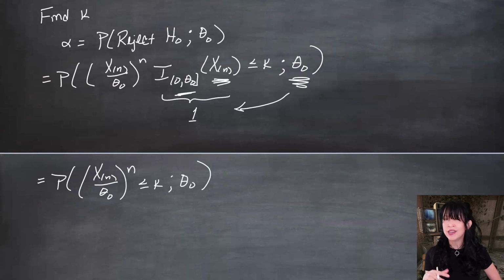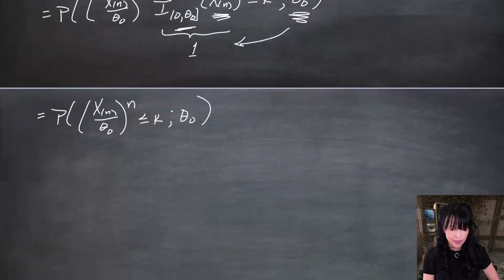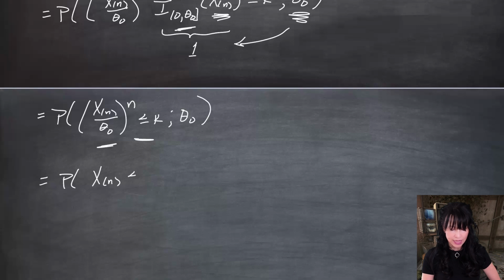Okay, so now I have just a single statistic, the maximum on the left-hand side. I am going to take the nth root on both sides, and I am going to multiply across by theta naught. So I'm going to keep track of my constants just for a moment. I'll get less than or equal to theta naught k to the 1 over n when the parameter is theta naught.